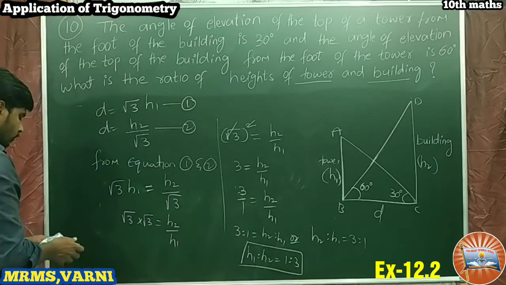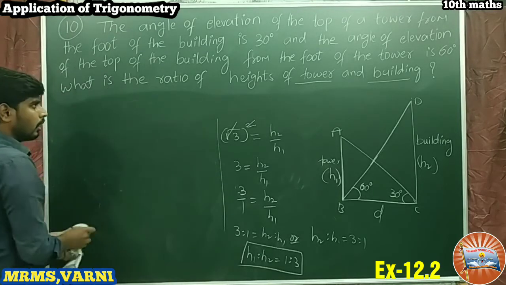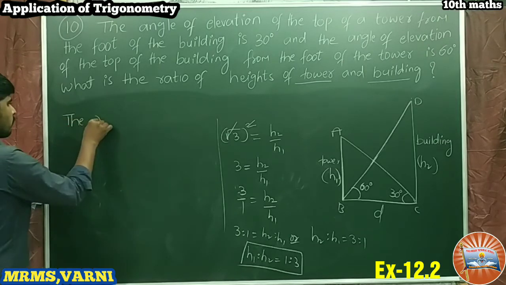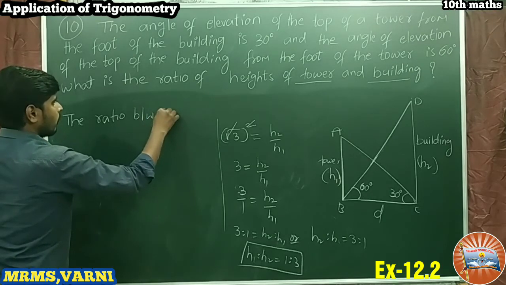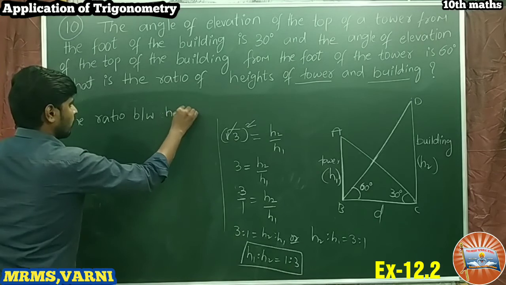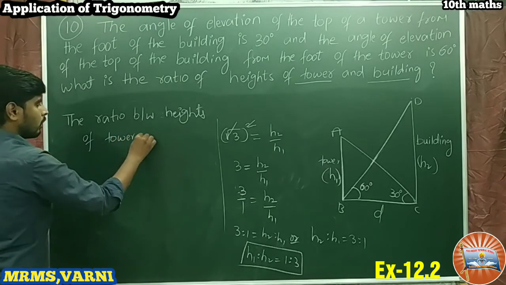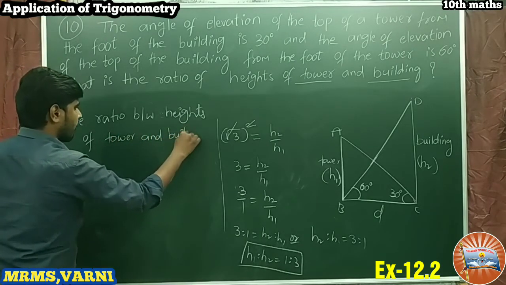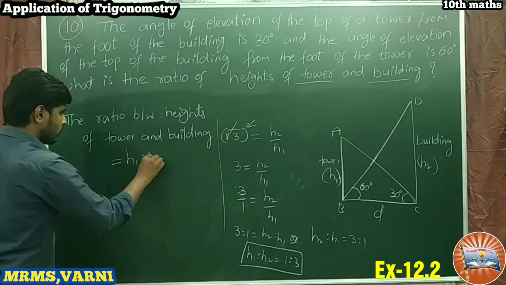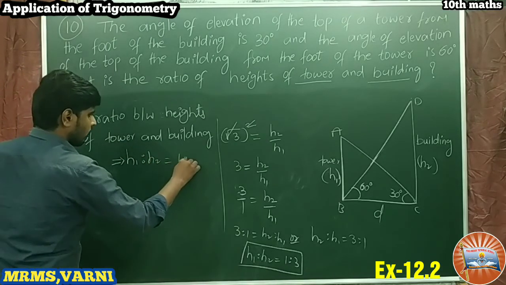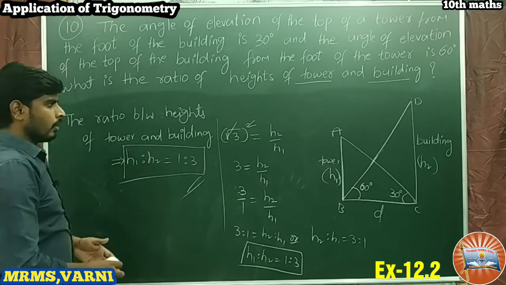Right, so finally what we can write? The ratio between the heights of tower and building is H1 is to H2, which is equal to 1 is to 3. I hope you understand the problem. Right, take the problem.